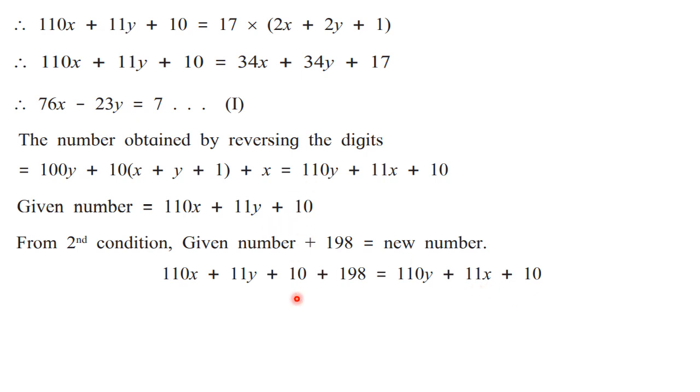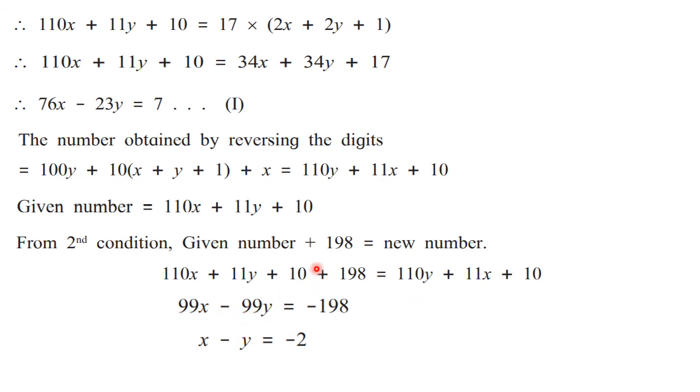From here you can see. Now solve it again. Shift this towards the left hand side and the constants on the right hand side, and then you will get the new equation. For example, here 110x minus 11x, so you will get 99x. 11y minus 110y, you will get minus 99y. Okay, so 99x minus 99y.